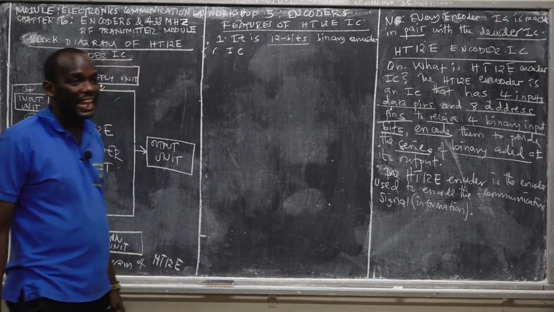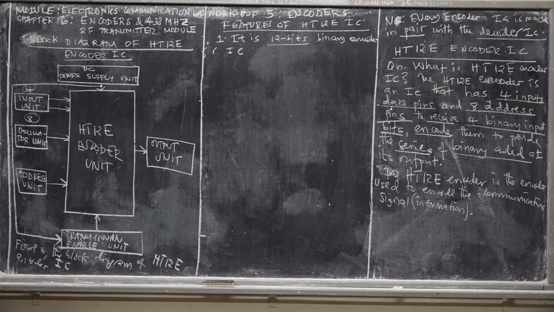Also, encoders and decoders are known in terms of the bits. We have 4 bits binary encoders. We may have 8 bits binary encoders. We may have 12 bits binary encoders. We may have 16 bits binary encoder. We may have 18 bits binary encoder. So we have a number of encoders, and we define them in terms of their binary bits. What is the meaning of this 12 bits binary encoder?